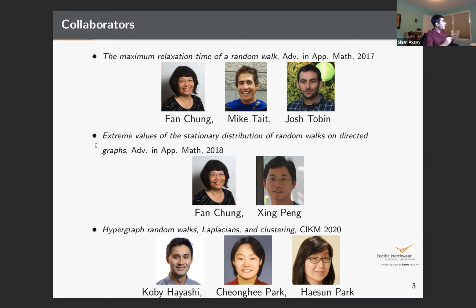The most recent work here is this third and final part of the talk. The hypergraph stuff is joint with Kobe Hayashi and Hasten Park at Georgia Tech University and Cheongyi Park. And this third project is a project that is still ongoing.